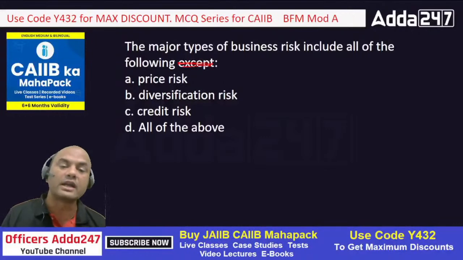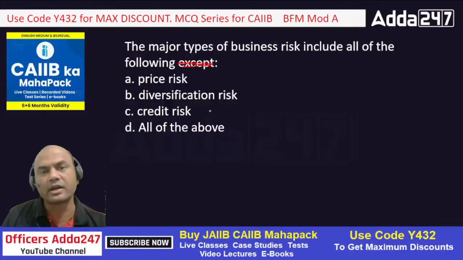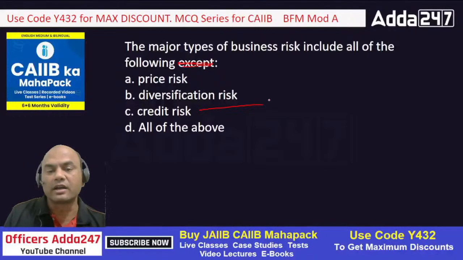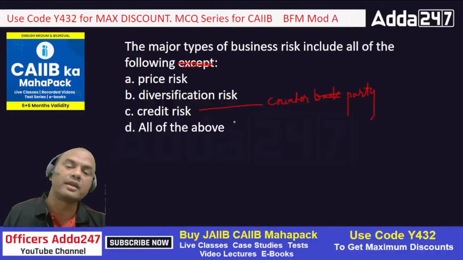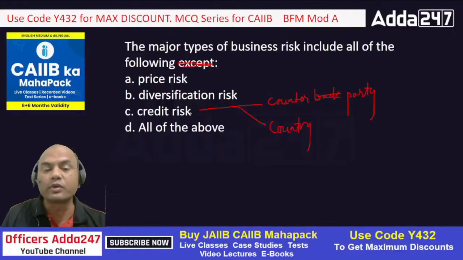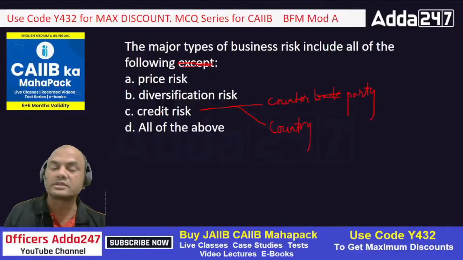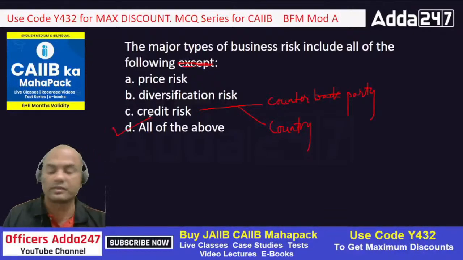Credit risk: there are two types of credit risk, always remember. One is counterparty risk. Counterparty means if I give some loan or sell some product to somebody, will I get the money from that party? And the second is country risk. Country risk means if I deal with some XYZ country, is it safe to deal with that country? So that is credit risk. So which are the major types of risk? A, B, C, or D, all of the above? Correct, it is D, all of the above.